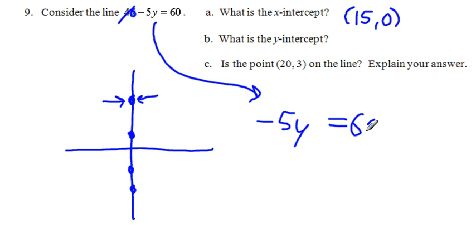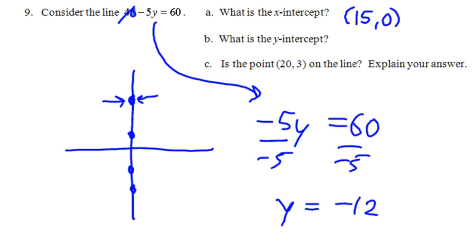So go ahead and finish the problem off if you haven't yet. You divide by negative 5 and get y equals negative 12, and so the official y-intercept is (0, -12). And you're good to go.